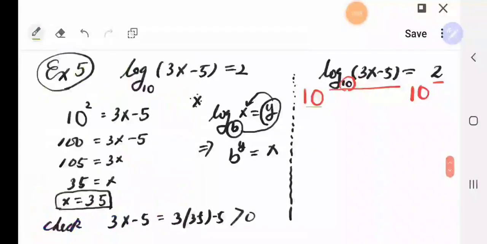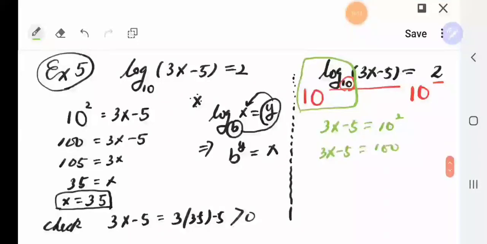So based on the definition, we can remove this, so that what we have is 3x minus 5. 3x minus 5 is equal to 10 squared. So 3x minus 5 is equal to 100. So the answer is still the same. 105 divided by 3, so it will be 35.